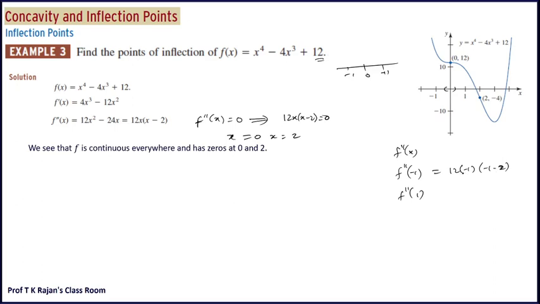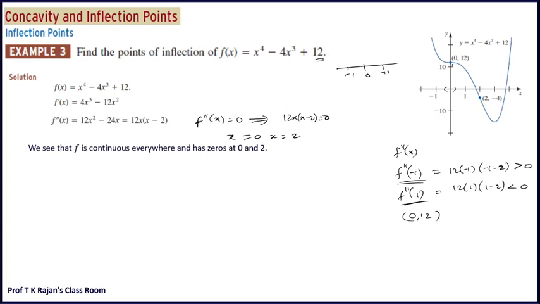So this is a negative number, which is clearly greater than 0. And f double dash of 1 is equal to 12 into 1 minus 2. This is 1 minus 2, which is negative, so this is negative. That means f double dash of minus 1 and f double dash of 1 are opposite in sign. Then we can make sure that (0, 12) is an inflection point.